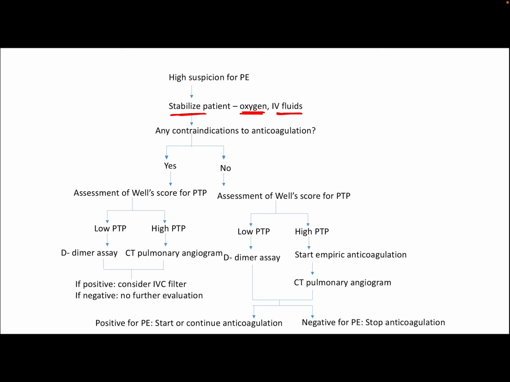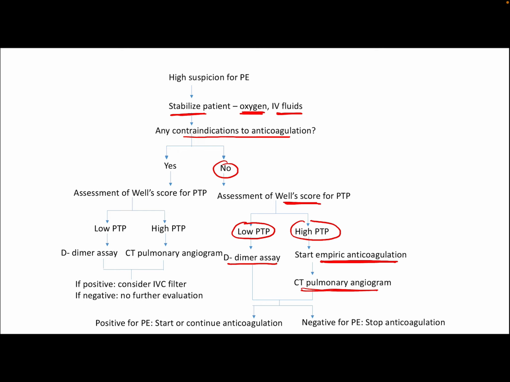In this stable patient, are there any contraindications to anticoagulation? If no, then you go to assess the Wells score for pretest probability. And as we've already seen, a low PTP is followed by D-dimer assay, and with a high PTP, you actually have to start empiric anticoagulation before you do a CTPA.